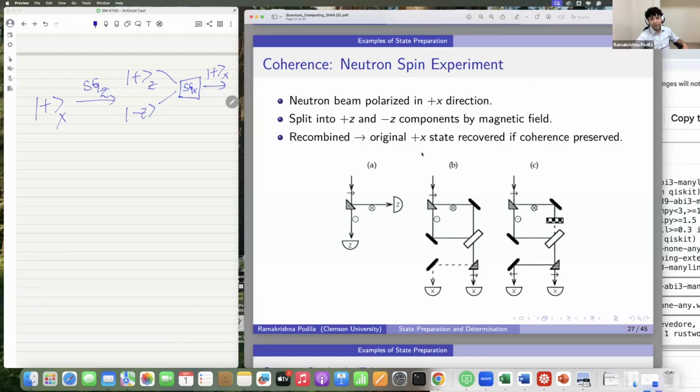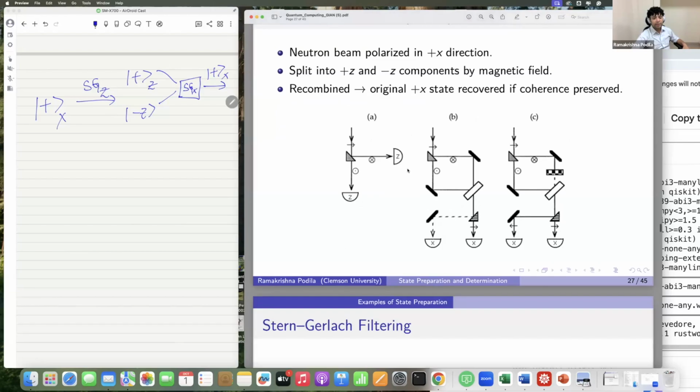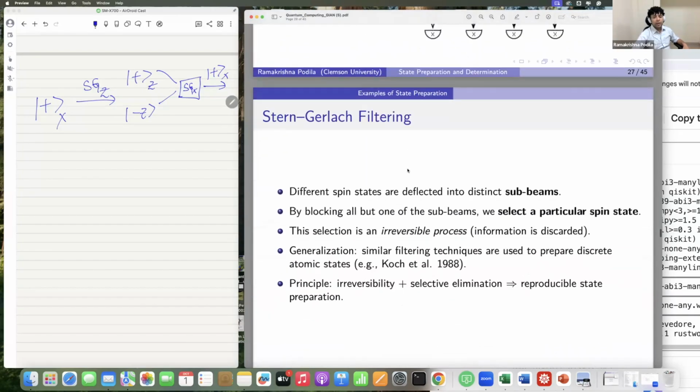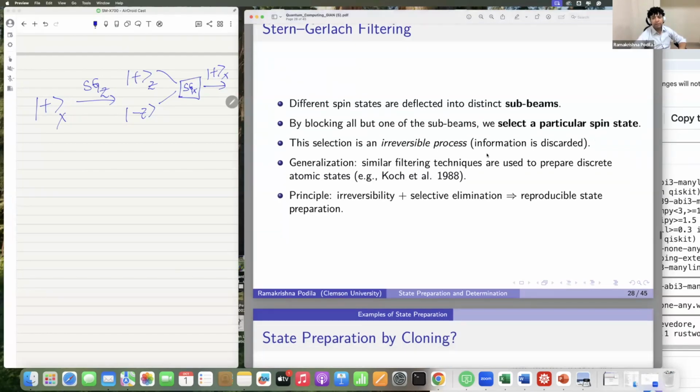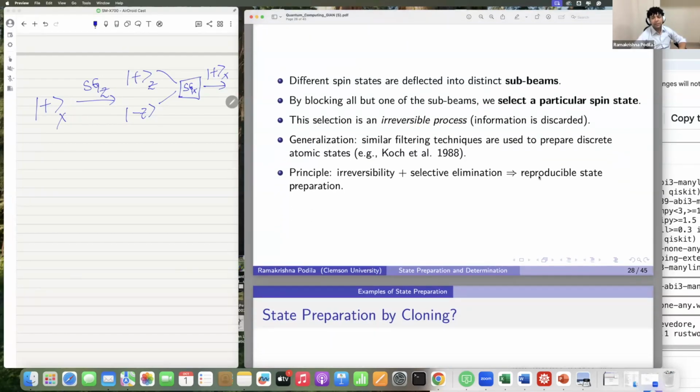You are able to recover that original positive x state, right? Okay, so even in the Stern-Gerlach filtering, this is also an irreversible process because you are discarding information, right? As the particle passes through the magnetic gradient, you can select a particular spin state like I described, either up or down, and you can do that selective elimination.